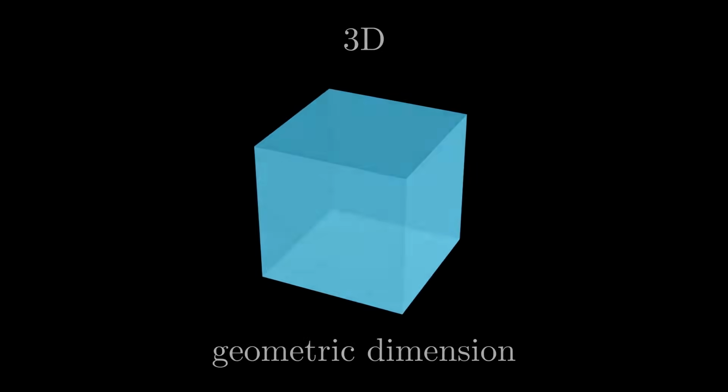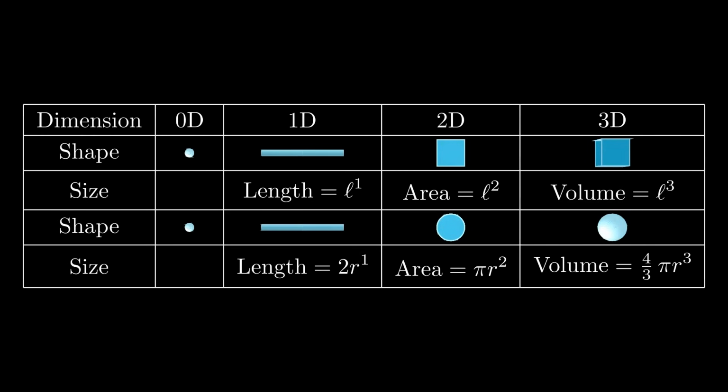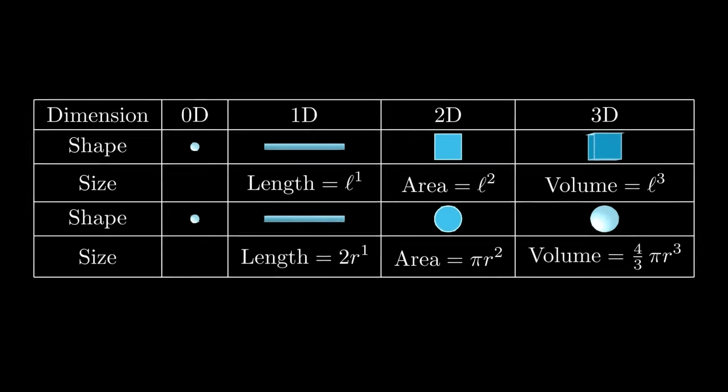And let's summarize these in a table, and note down the formulas we know for their sizes depending on their side lengths. And we can do the same for circles and spheres as well. This time, writing their sizes, how they relate to the radius. Notice how the geometric dimension of each shape matches the exponent used to compute the object's size.